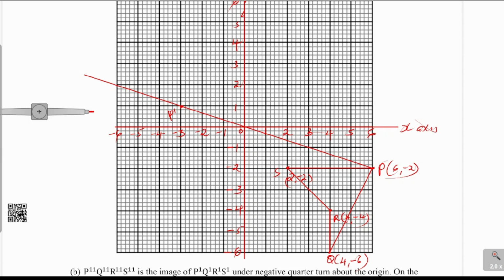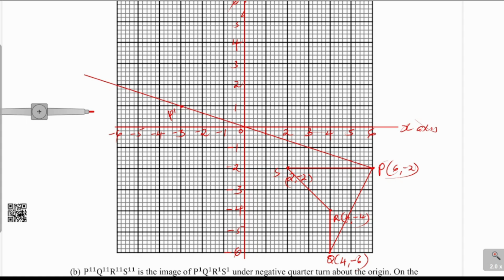Now you can see from P to the origin, there are 6 squares: 1, 2, 3, 4, 5, 6. Because we're enlarging by 1/2, we count half of 6. So you're going to count 3 squares from the origin: 1 square, 2 squares, 3 squares. So that is what we have.